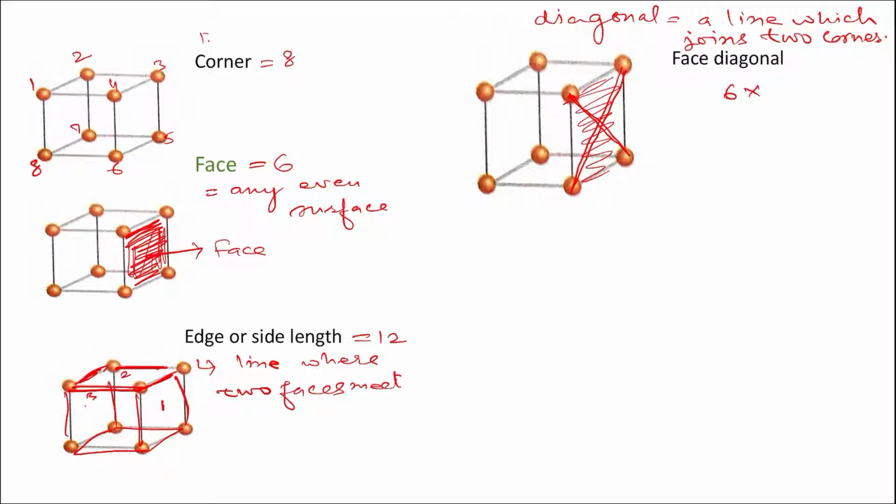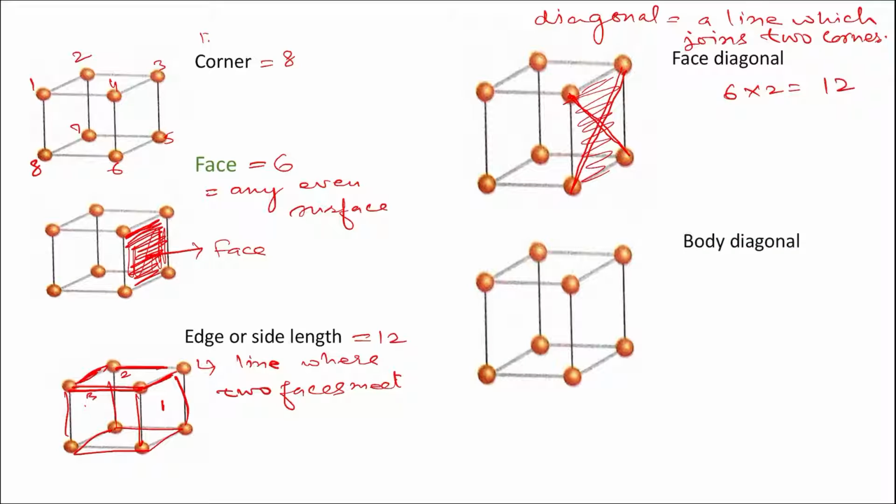So how many faces are there? 6 faces. So 6 into 2, it means a unit cell consists of 12 face diagonals. Now next is the body diagonal. It means we are joining two corners, but the line is passing through the body. This is called the body diagonal, and of course there are 4 body diagonals: this from this corner, this from this corner, and this from this corner, and in total there are 4 body diagonals. So these are some elements of the unit cell you must remember.